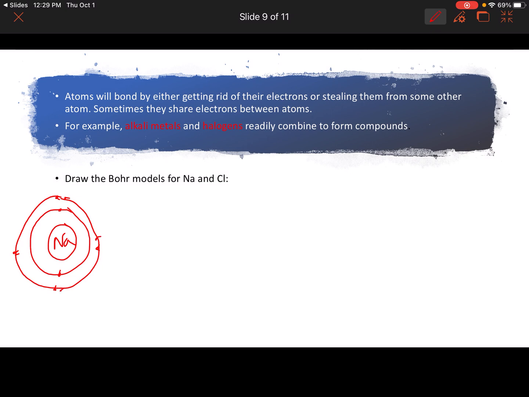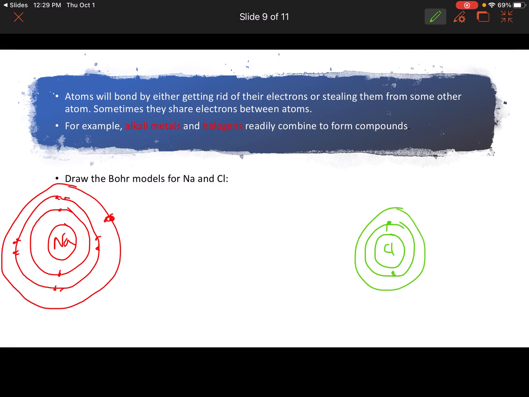4, 5, 6. Okay, and then my outer shell here has 1 electron. Okay, now I'm also going to draw chlorine. So chlorine has 17, right? So first shell, 2. Second shell, 1, 2, 3, 4, 5, 6, 7, 8. So I'm at 10. So then the third shell is going to have 7. So 1, 2, 3, 4, 5, 6, 7.